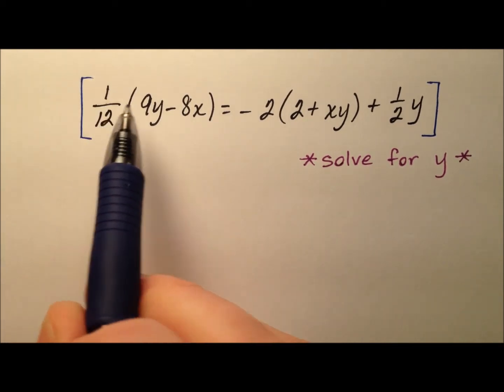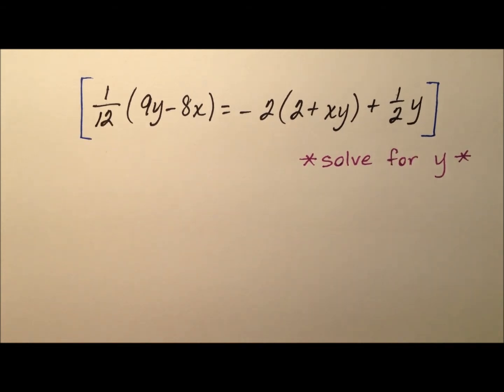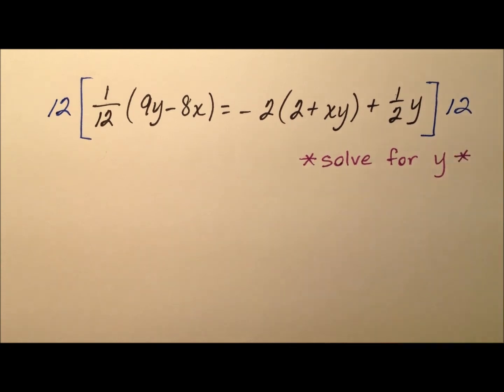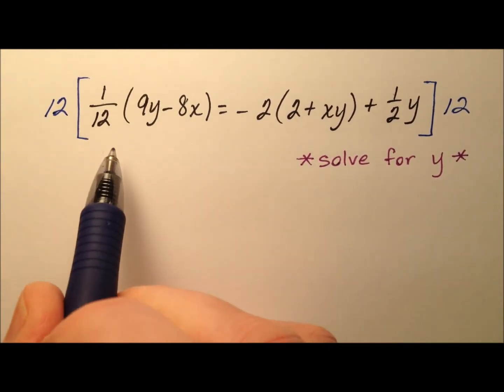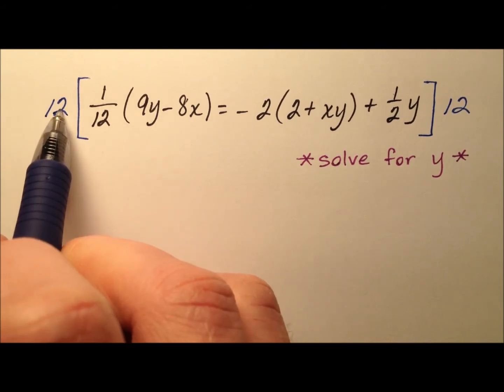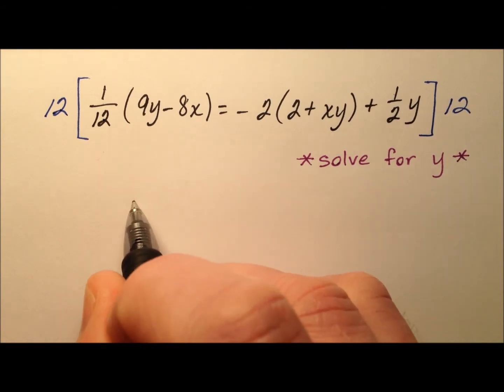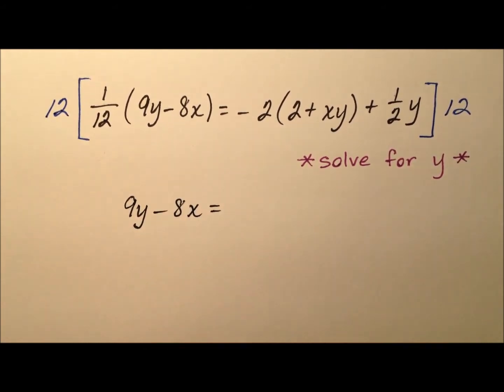Okay, so I have a 1/12 and a 1/2. So the denominators are 12 and 2, which the common denominator then of course is 12. So I would like to multiply both sides of this equation by 12. When I do that, I'll multiply the 12 and the 1/12 here, and they'll cancel each other out, and I'll just have the 9y minus 8x equals.